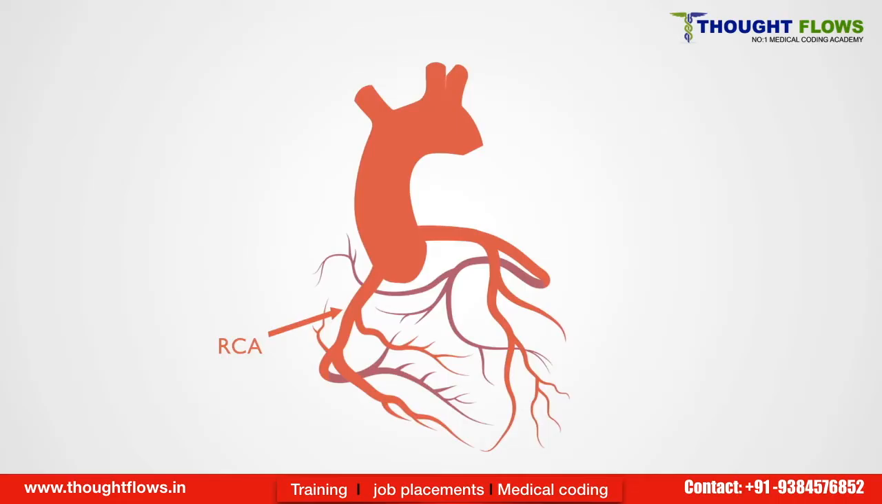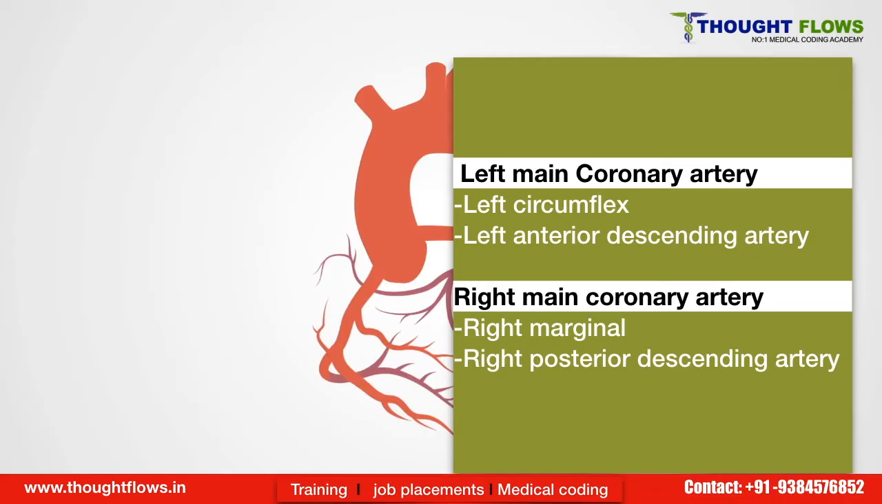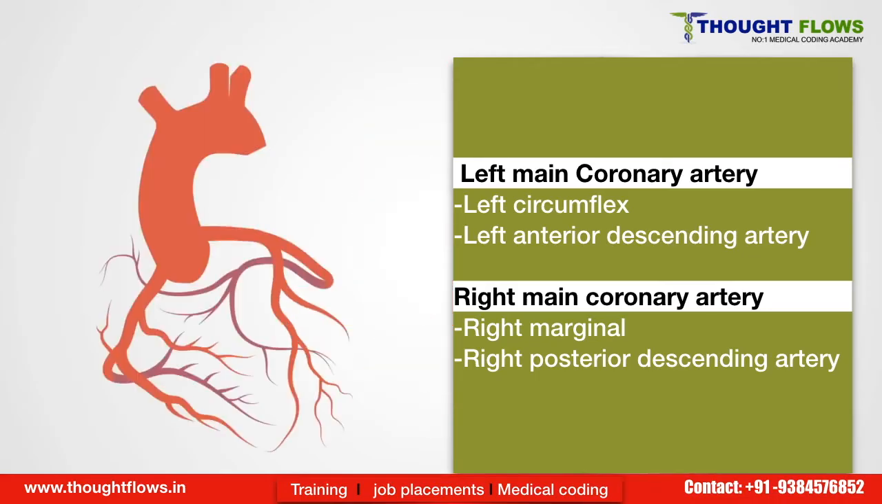The aorta gives up two main arteries called the left main coronary artery and right main coronary artery. The left main coronary artery divides into the left circumflex and left anterior descending artery that supply the left side of the heart. Coming to the right main coronary artery, it divides into the right marginal and right posterior descending artery that supply the right side of the heart.